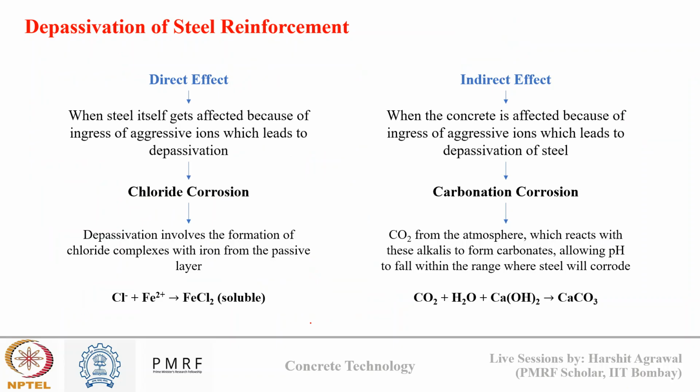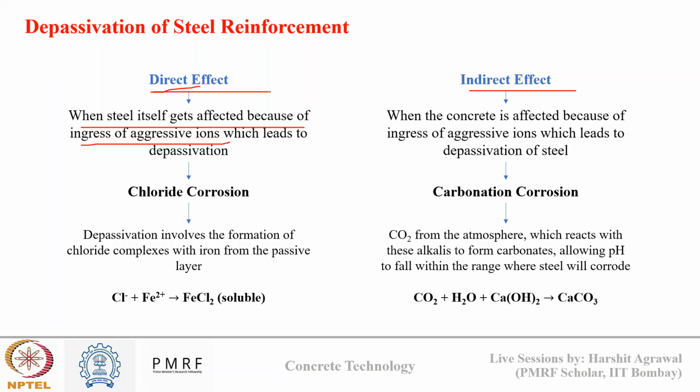Okay, so that was all about the definition of corrosion, why corrosion is important, how corrosion occurs, and what the effect of corrosion is. Now, degradation of steel reinforcement in concrete due to corrosion happens for two reasons. There is a direct effect and there is an indirect effect. So when steel itself gets affected because of ingress of aggressive ions, it is known as direct effect.